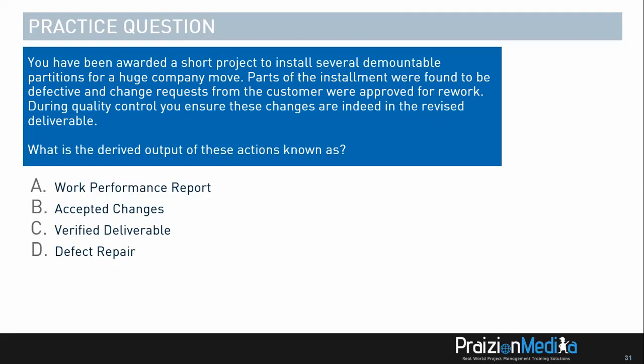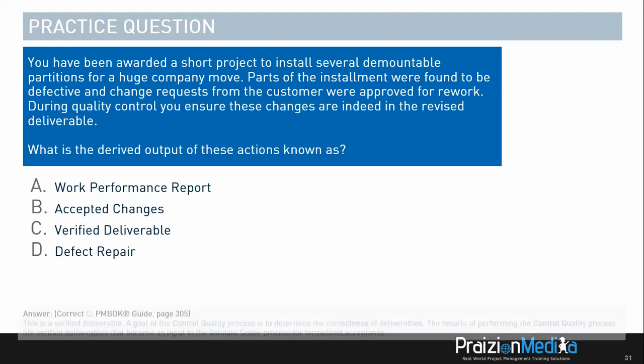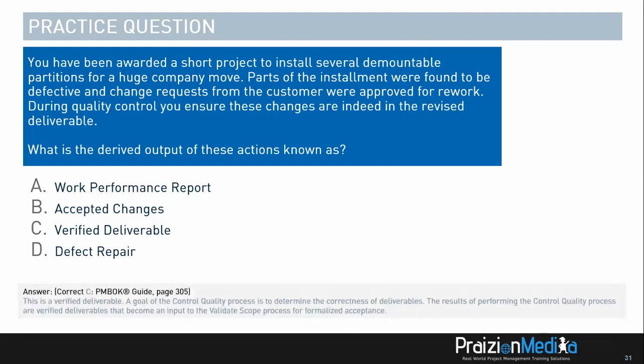All right, 3, 2, and 1. So the best answer to this is verify deliverables, because that's what you get out of the process known as control quality.